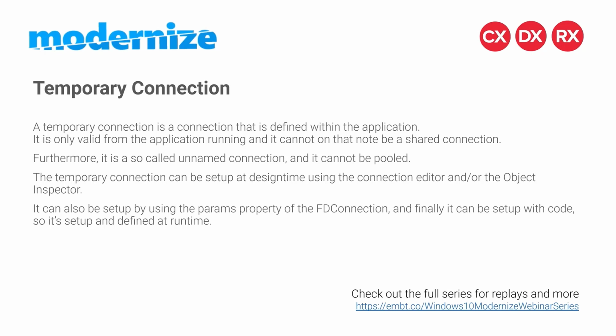Your temporary connection, you can set it up at design time, either by using the connection editor and/or the object inspector. But you could also set it up by the Params property of the FireDAC connection component. And of course you can set it up with code, so it's set up and defined at runtime. So I'm going to kick off a demo here to show you how to do exactly so.